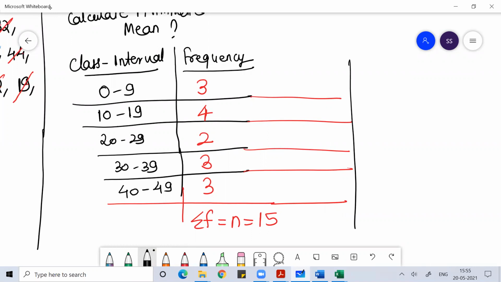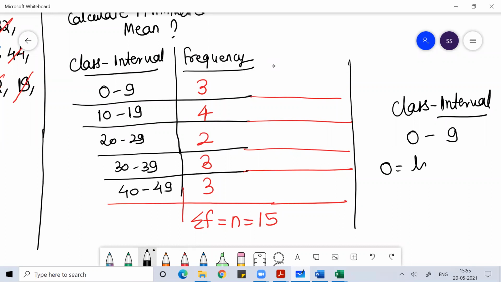Whenever you write the data in terms of class interval, like when you wrote 0 to 9, this 0 is called the lower limit, and this 9 is called the upper limit. So we call this 0 the lower limit, and we call this 9 the upper limit.